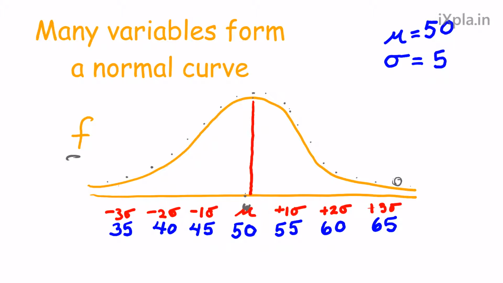And then we can go down as well on the other side. Mu minus 1 standard deviation is 45. Minus 2 standard deviations is 40. Minus 3 standard deviations is 35.